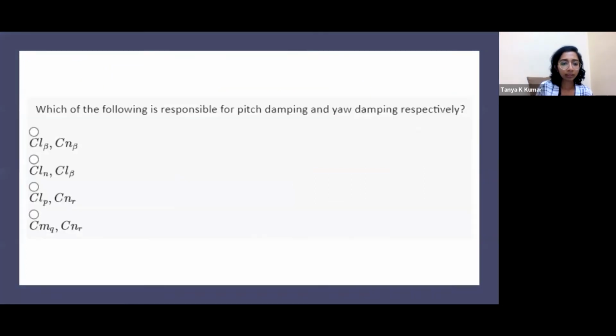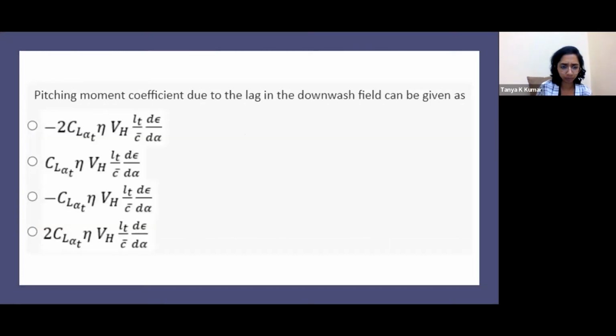Which of the following is responsible for pitch damping and yaw damping? Pitch damping, we had seen, what was the term? CMQ, right? This was the pitch damping. Similarly, for yaw damping, when sir had taught us the lateral and directional dynamic stability, for yaw motion it is Cn and the derivative is Cnr. So this is the right answer in this case.